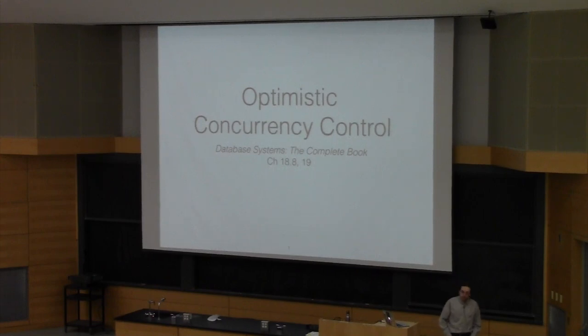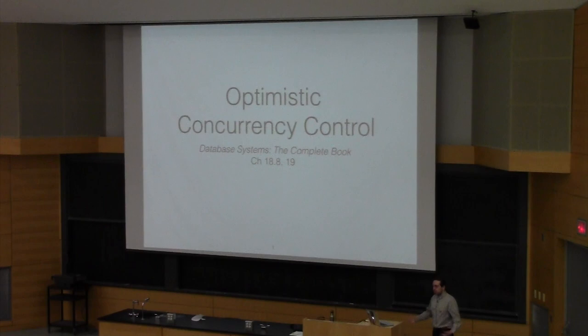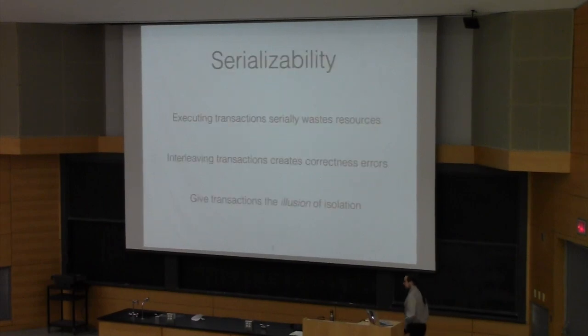All right, so the last couple of lectures, we've been talking about getting transactions to work in parallel. We introduced this idea of serializability that says it's okay for me to interleave instructions of two different transactions, as long as those two transactions maintain the illusion that both of them are operating independently. Now, of course, interleaving transactions creates potential correctness errors, but we'd like to preserve that kind of illusion.